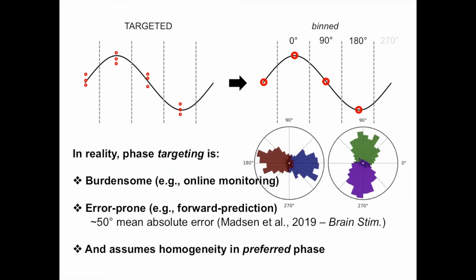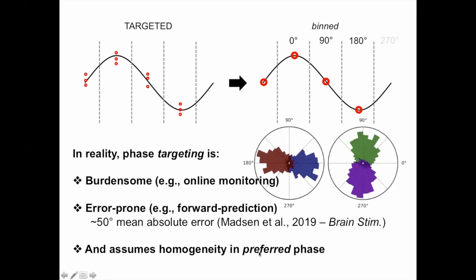So here's an example of a really nice study from the Siebner lab. Christopher Madsen and colleagues were targeting the motor mu rhythm with TMS, and this was the observed spread of errors. So on average, the forward prediction does a great job. You can see that those delivered phases are clustered around those cardinal phase bins, but there's a lot of error even when everything is done right. So 45 degrees is the half width of these phase bins, and with a 50-degree absolute error, it's quite substantial.